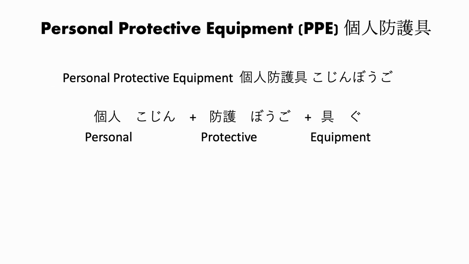Now we'll look into personal protective equipment or PPE required for contact precautions. I'll first break down the word for PPE, which is kojin bogogu. Breaking the word up, we have the kanji kojin, which means personal, bogo, which means protection or protective, and gu, which means equipment, making kojin bogogu, or personal protective equipment. So another straightforward translation there.